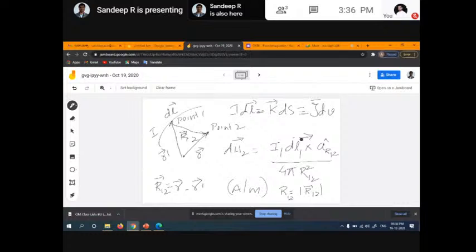So depending on the type of current distribution that you come across, you can replace that in the Biot-Savart's law and try to determine the magnetic field intensity at a particular point of interest due to that type of current distribution.